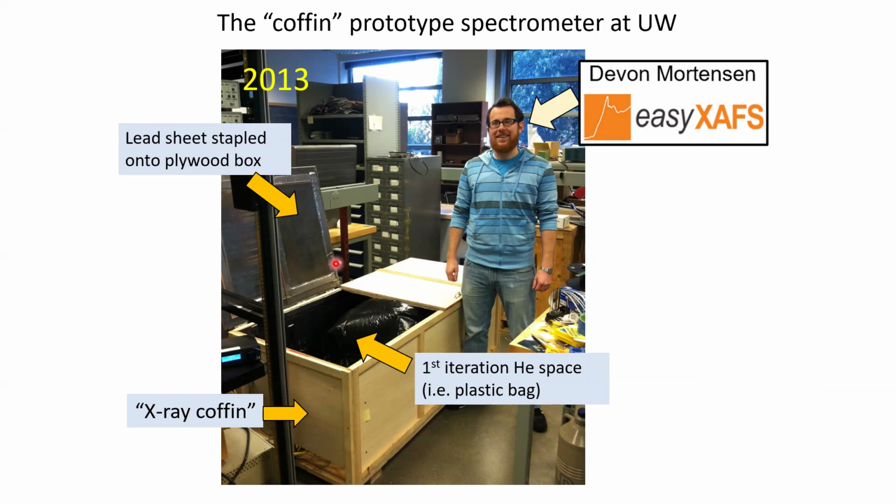So in 2013, we had the idea that maybe we could quickly and inexpensively make a lab XAFS system. And the first thing that all of the old XAFS experts will recognize in this picture is, why is this guy smiling? XAFS is usually a technique where you go to the synchrotron and don't sleep and no one smiles. But here's a guy doing XAFS and smiling. Something's wrong here. So that's Devin Mortensen, my graduate student, who subsequently became the chief executive officer of XAFS. And this was our first radiation enclosure, a wooden box called the coffin with lead stapled on the inside, a garbage bag full of helium for the helium space.